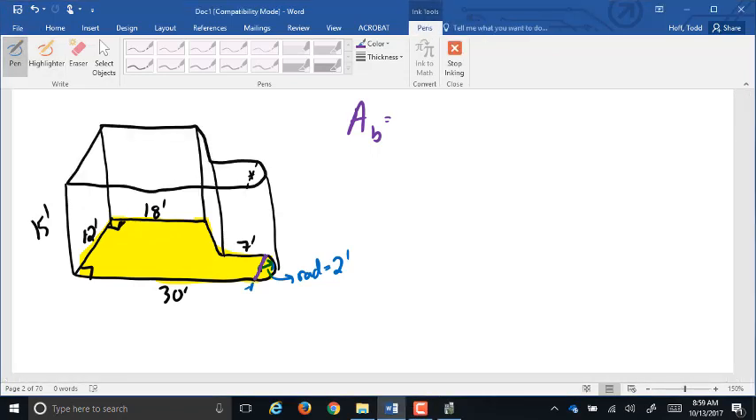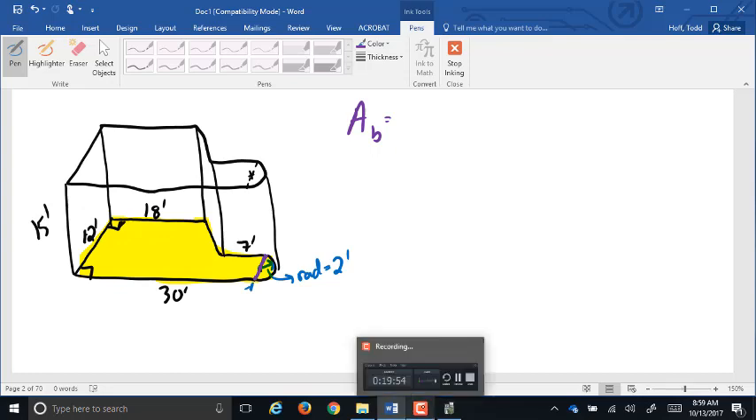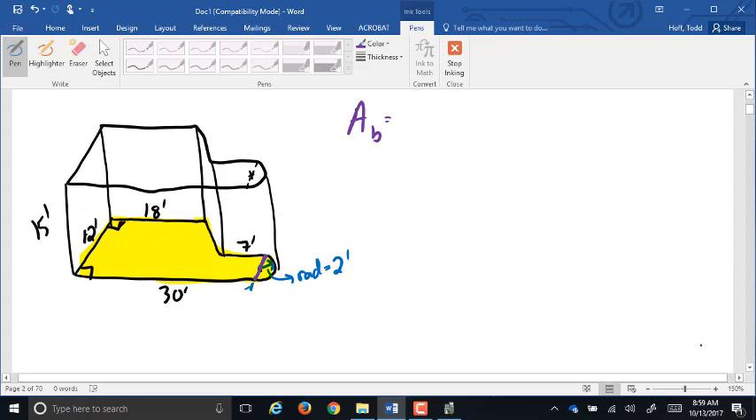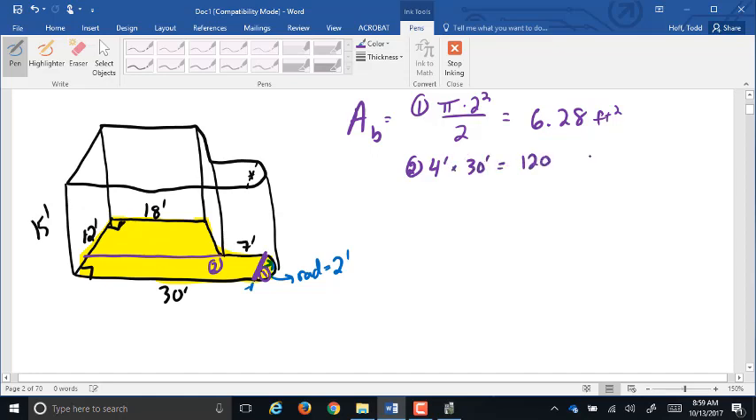Almost done? You want to wait about it? Okay. No problem. Okay, so for just the area of the base, like I said, that half circle, there's no other way to do it but to cut that half circle. So that's going to be pi times 2 squared over 2, which will be 6.28 square feet. The rest of this, I'm going to cut it the easiest way I know how. Piece 2 here is a rectangle that's 4 feet by 30 feet, or 120 square feet.